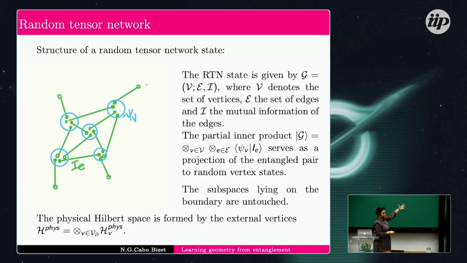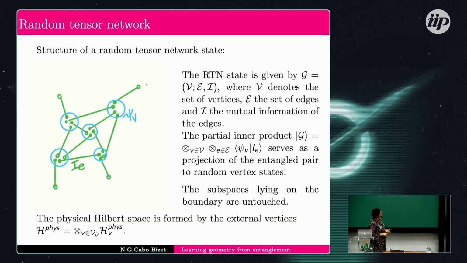And here I'm going to say something. This maps to something that is proportional to the couplings of this Ising model, okay? So this mutual information on the edges. So you can define the state, and you can project the entangled pairs.